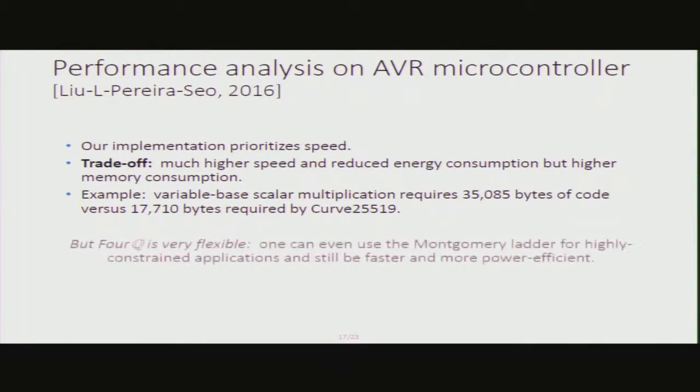On the other hand, 4Q contains very rich arithmetic. So really, if memory consumption is more important for your project, then you can even implement 4Q using a Montgomery ladder as Curve25519 does and have a very constrained implementation and still be faster and more power efficient. So that's another advantage of 4Q, the kind of flexibility that you can get out of it.